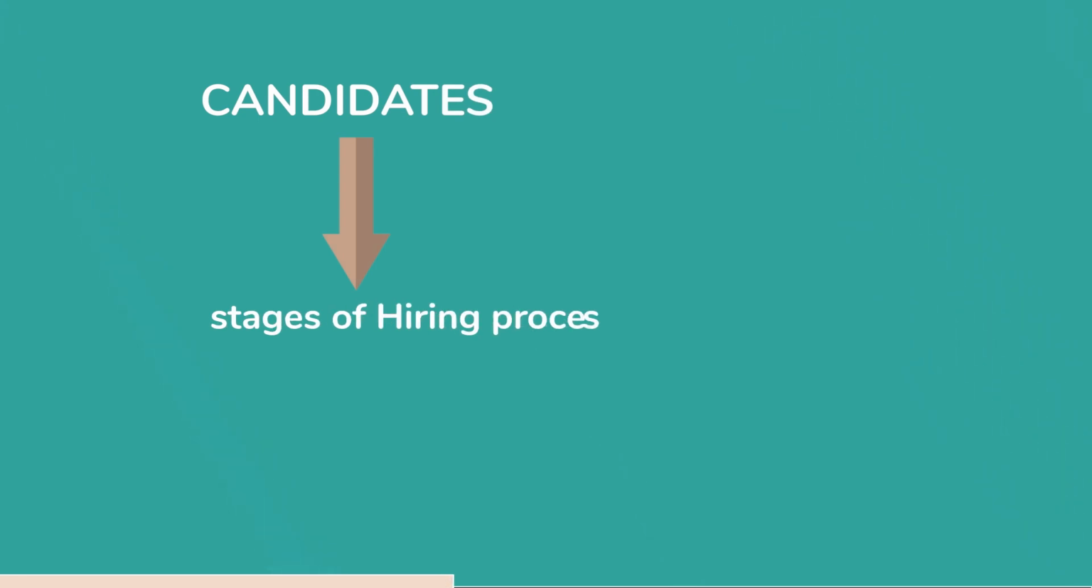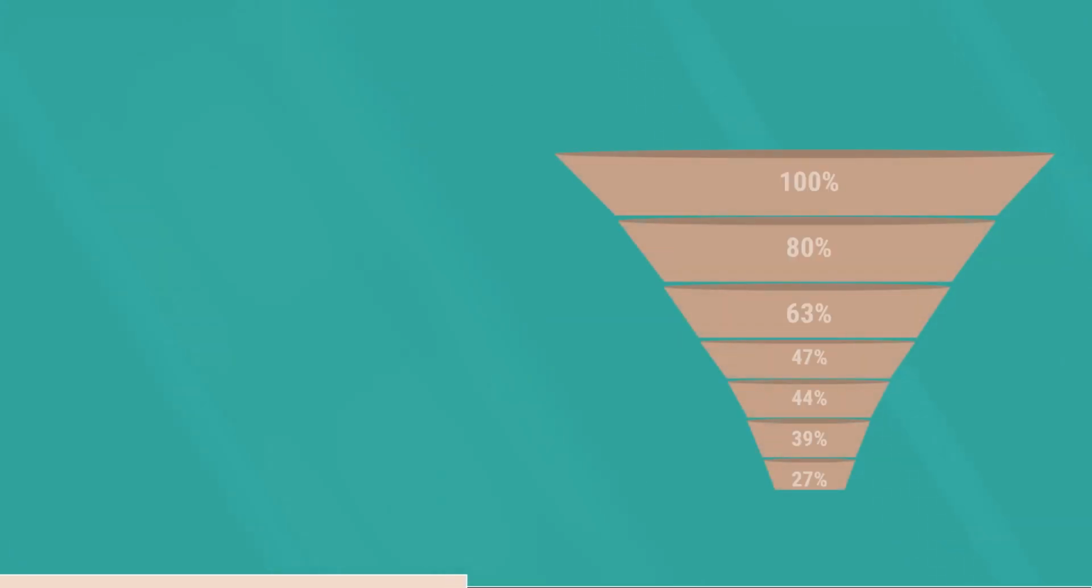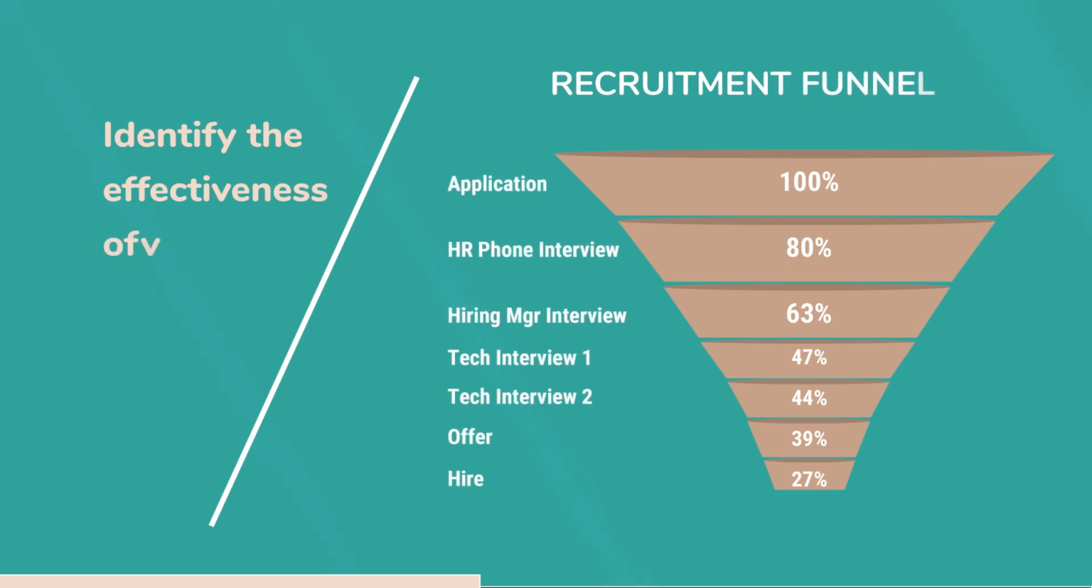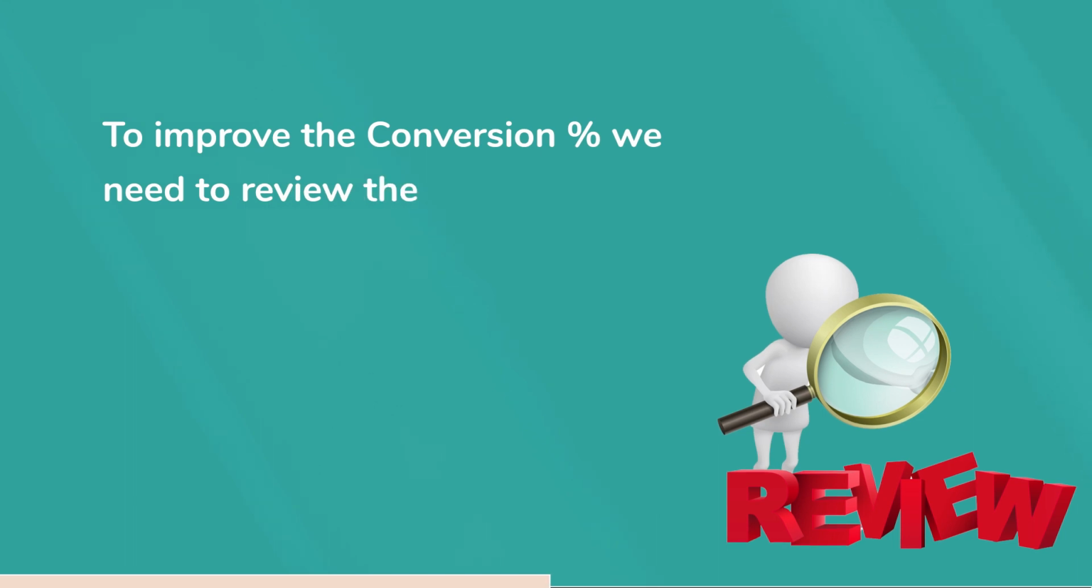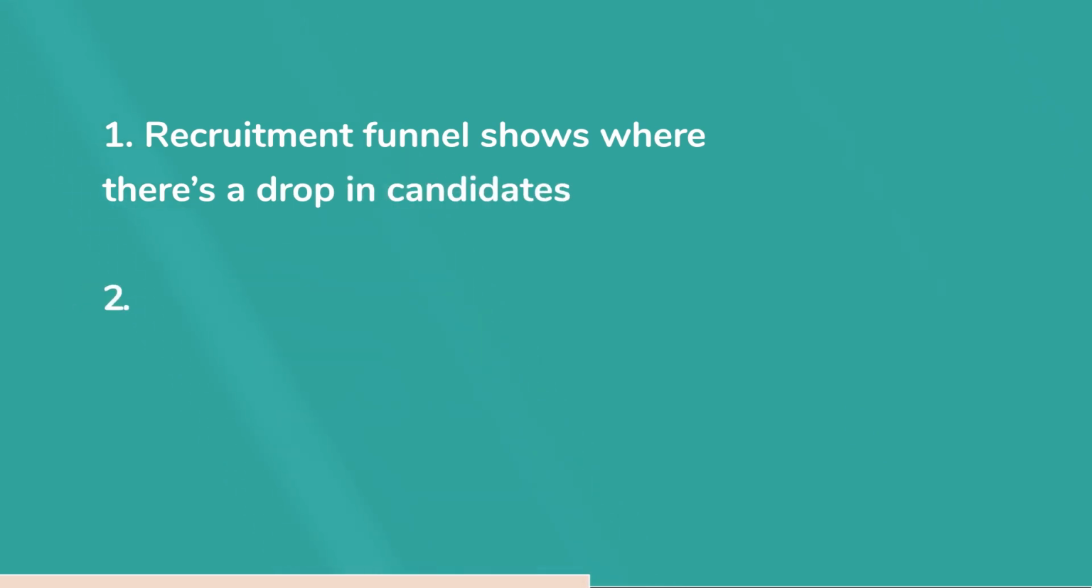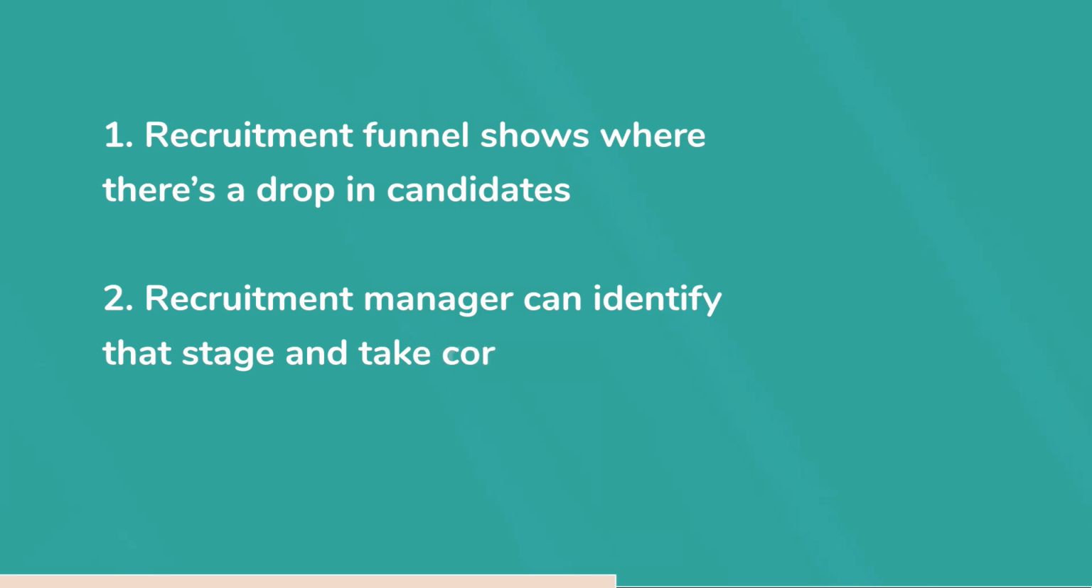Since every candidate goes through different stages in a hiring process, we look at the recruitment funnel to identify the effectiveness of various stages of hiring, right from application screening to the final offer stage. An example of the various stages are shown here. So, to improve the conversion percentage, we need to review the prior stages as well. The recruitment funnel shows a clear picture of the stage where there's a significant drop in candidates. Then a recruitment manager can identify that particular stage and take necessary corrective actions.